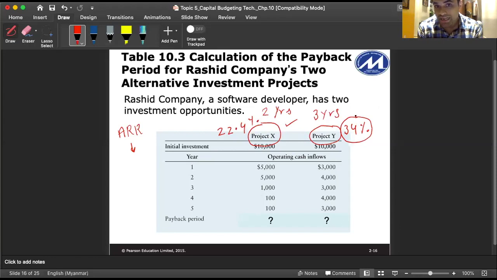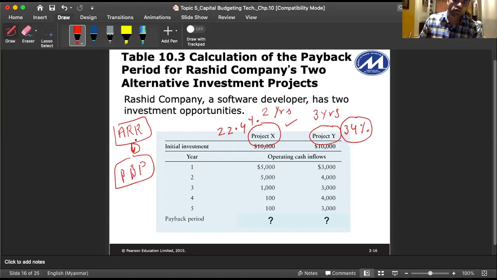Why? Because in project X, our cash flows are bigger. So the idea is that if you have two options, ARR or payback period, which option do you prefer? We should prefer payback period. Why? Because that should be the objective of business.